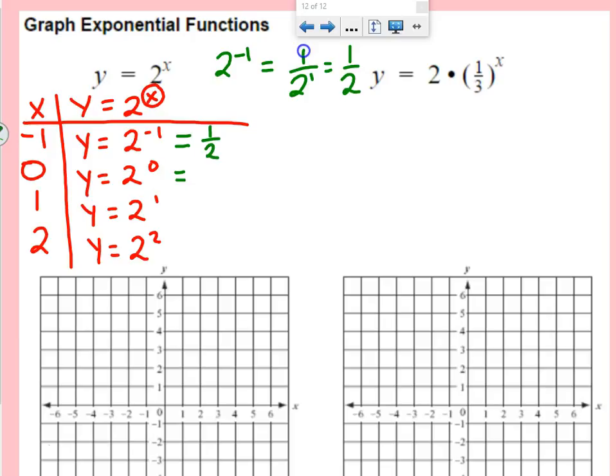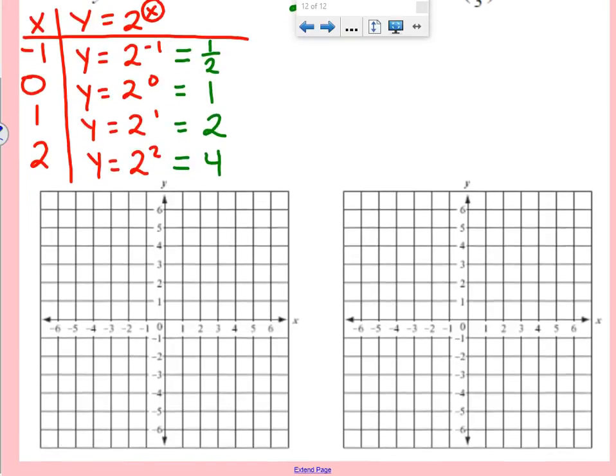2 to the power of 0 is 1. Anything to the 0 power is 1. 2 to the power of 1 is 2, and 2 squared is 4. Now we have nice coordinate points that we can plot on our graph. We start off with x is -1, y is 1/2. Go over to -1 on our x-axis. 1/2 is right in between 0 and 1. Next point would be 0, 1. That's our y-intercept right here on our graph.